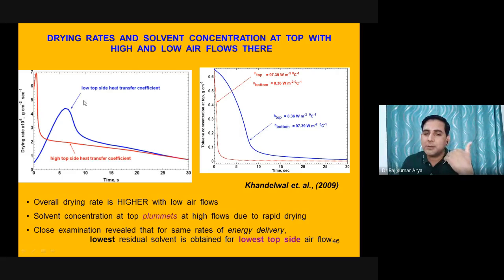Now, in case of a low top side heat transfer coefficient, you see that this is the drying rate. It's not as high as for the high top side heat transfer coefficient, because if you blow the air at a very low rate, your drying would be slow. But it will dry for a longer period of time. So if you look at the area under the curve for the red curve and the blue curve, the blue curve will have a higher area under the curve, meaning a higher amount of solvent has been taken out as compared to the red one. Therefore, we always go for a low top side heat transfer coefficient.